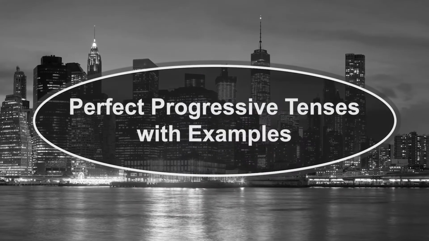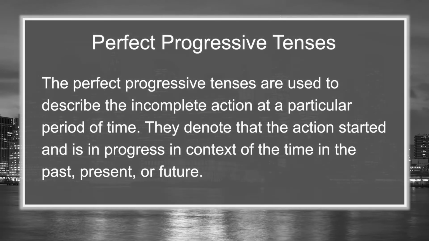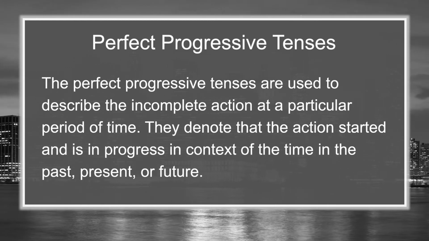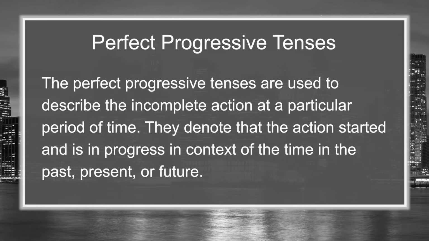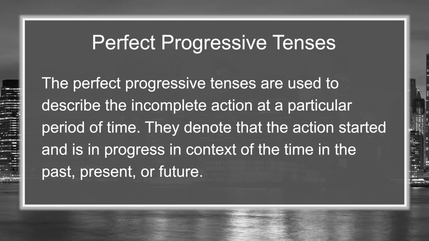Perfect progressive tenses with examples. The perfect progressive tenses are used to describe the incomplete action at a particular period of time. They denote that the action started and is in progress in context of the time in the past, present, or future.